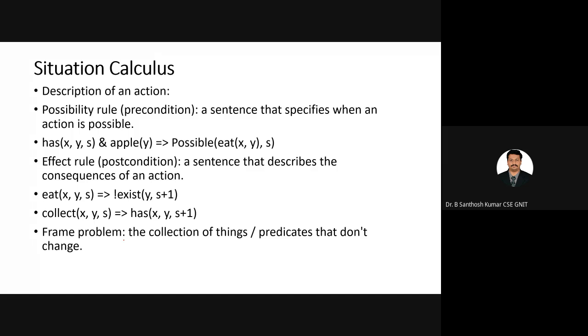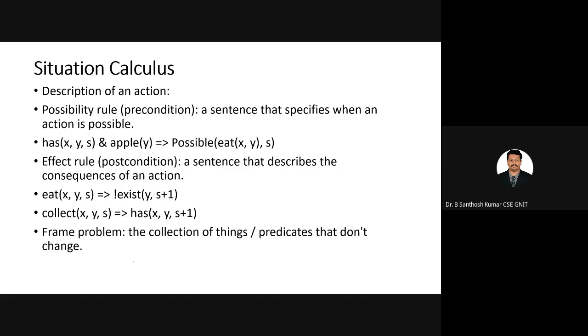Then the postcondition means a sentence that describes the consequences of an action. So if they eat the apple, there is no apple left. If he does not eat the apple, the apple exists. Then for an example, some courier came and was deposited in the office room. If you do not collect that courier, it is still available in the office. Or else if you have collected that courier, it is not available in the office. So that is the meaning.